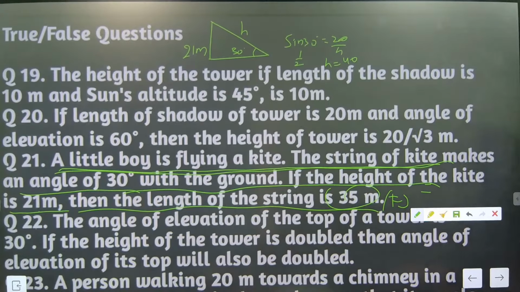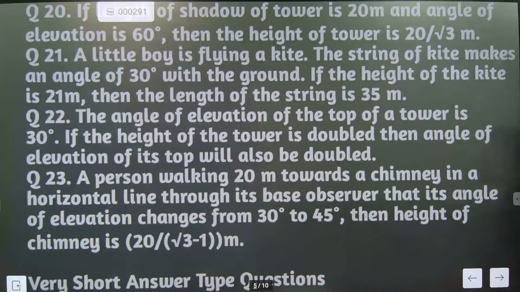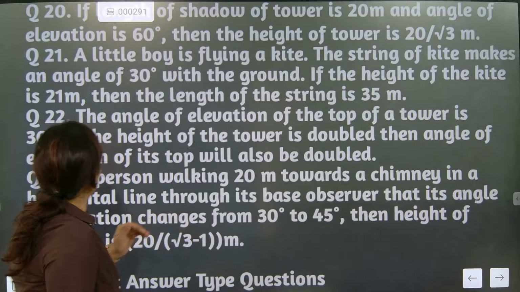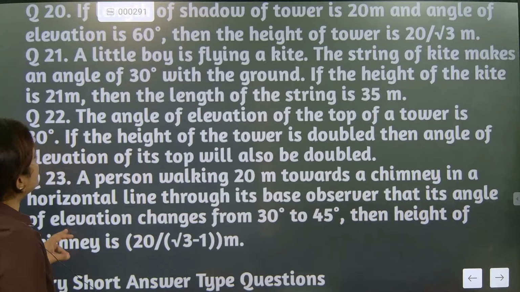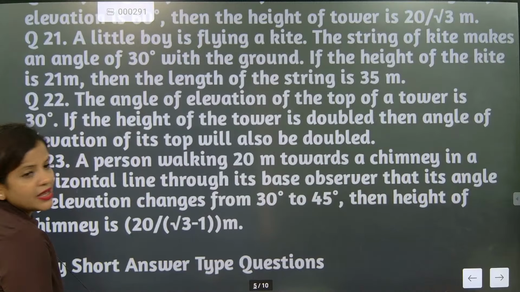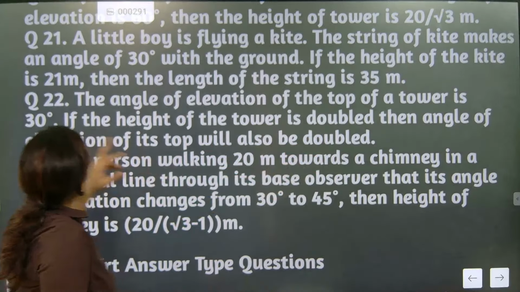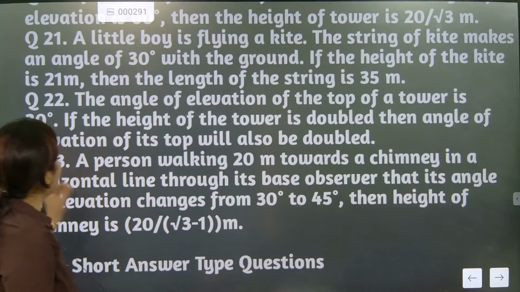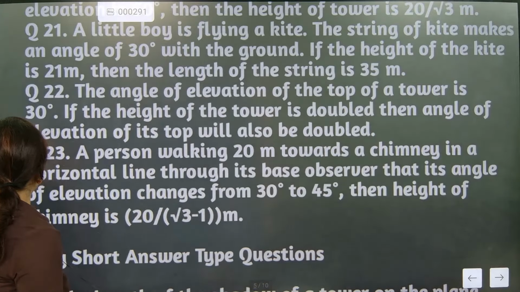Have everybody understood this one? So this is coming as the next question. The angle of elevation of the top of a tower is 30 degree. If the height of the tower is doubled, then the angle of elevation of its top will also be doubled. Is it true or false? Just now you proved. True, you are saying.